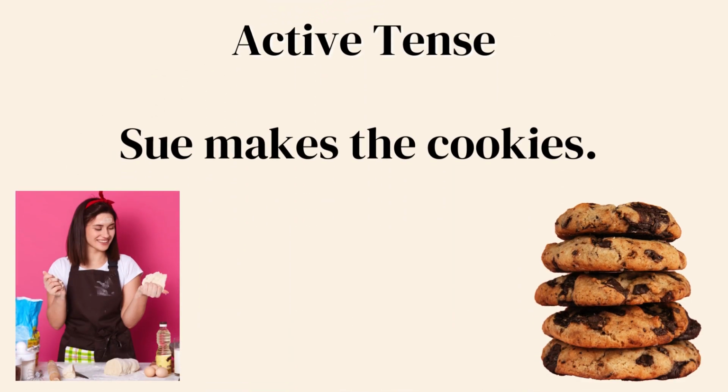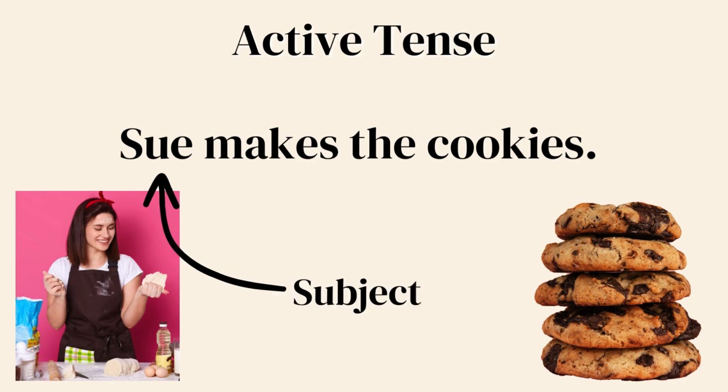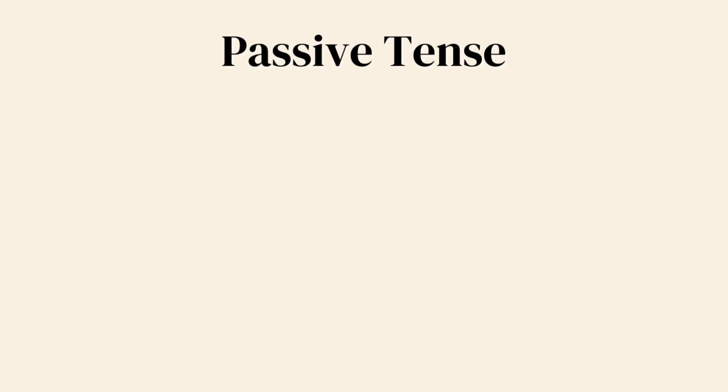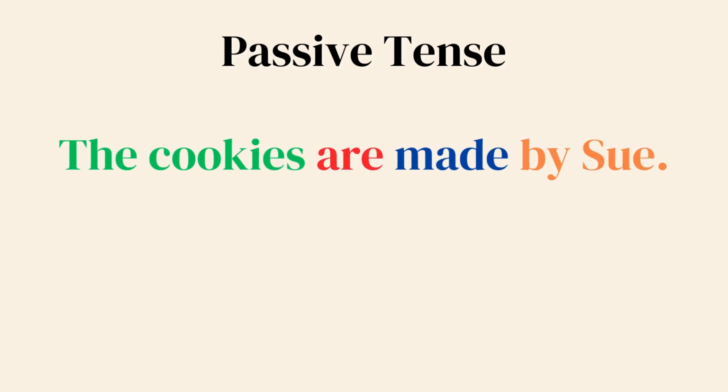Look at this sentence. Sue makes the cookies. Sue is the subject of the sentence, and the emphasis is on her and what she is doing, because this sentence is in the active tense. But maybe I want to highlight the cookies more than her. To do this, I use the passive tense. The cookies are made by Sue.